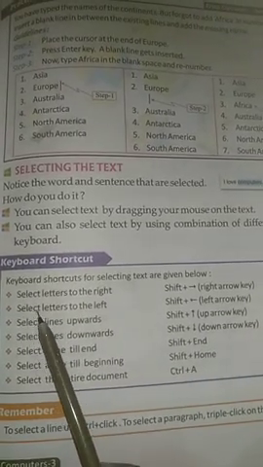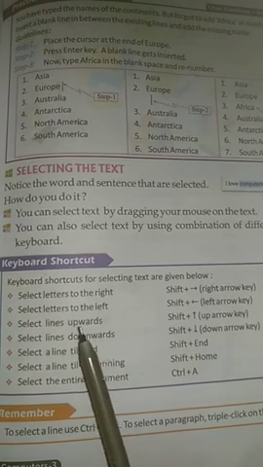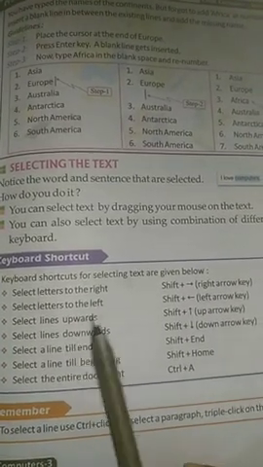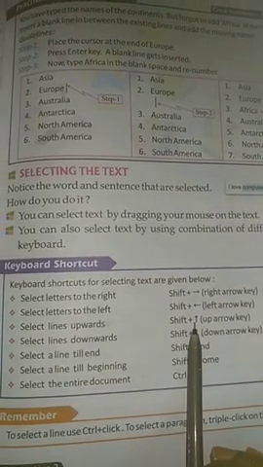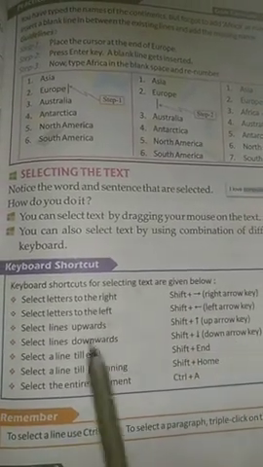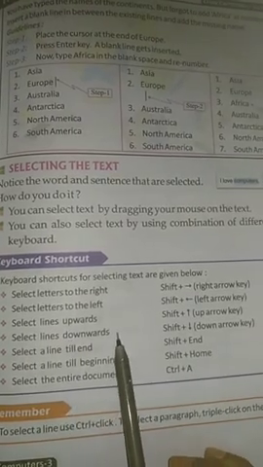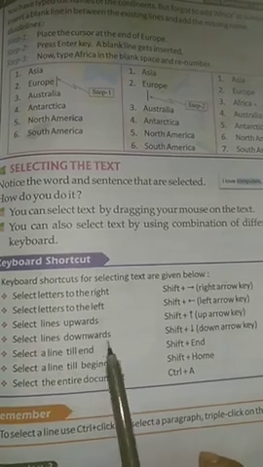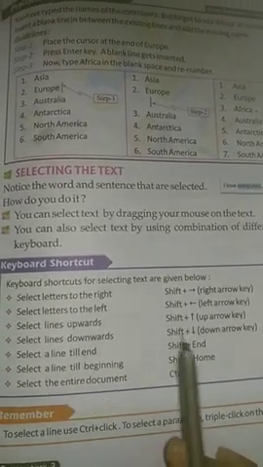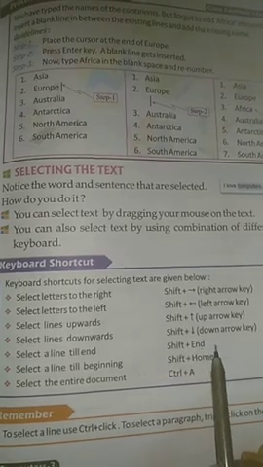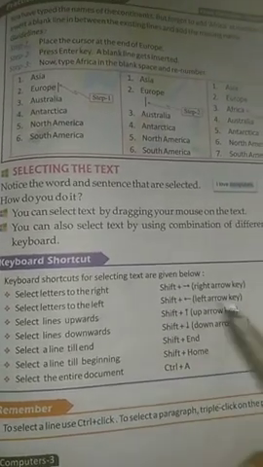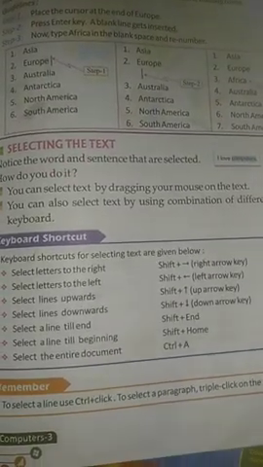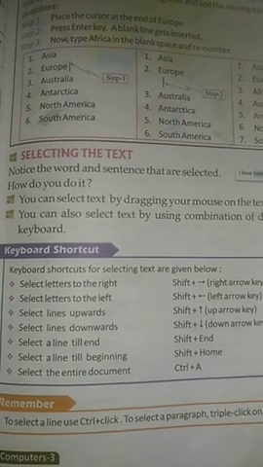Likewise, if you want to select letters to the left, then Shift plus Left arrow key is used. If you want to select a line upward, then Shift plus Up arrow key. And if you want to select a line downward, then Shift plus Down arrow key. Select a line till the end: Shift plus End key is used. Select a line till the beginning: you have to press Shift plus Home key.